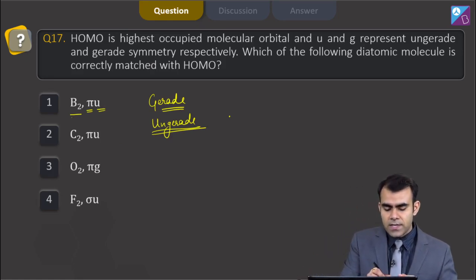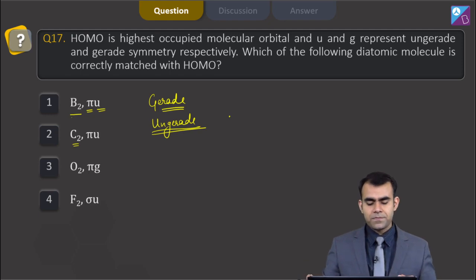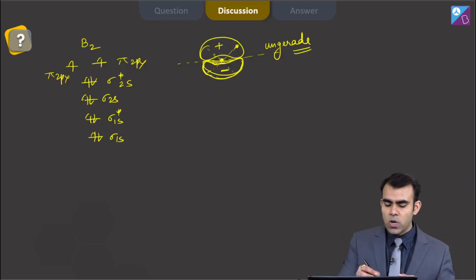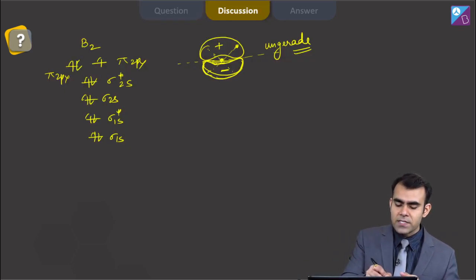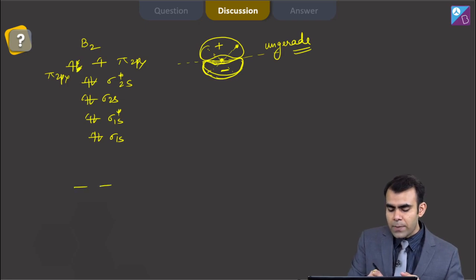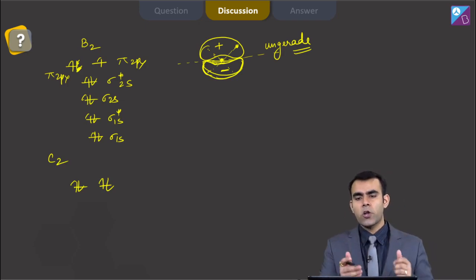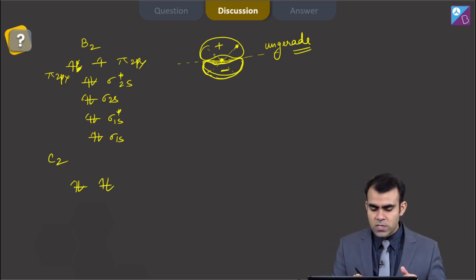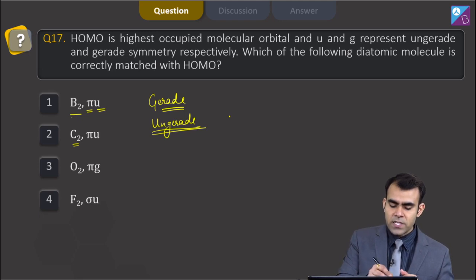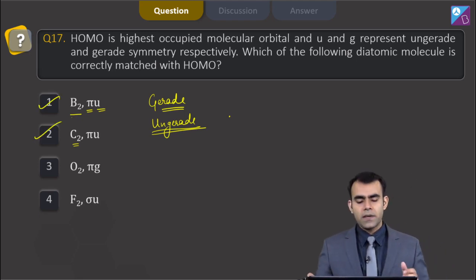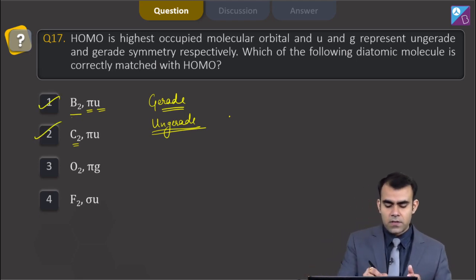Second is, what about C2? Now in C2 again, the only difference is in C2, this pi bonding contains 2 electrons. So the same thing, the molecular orbital is same, and that's why this is again C2 pi ungerade.